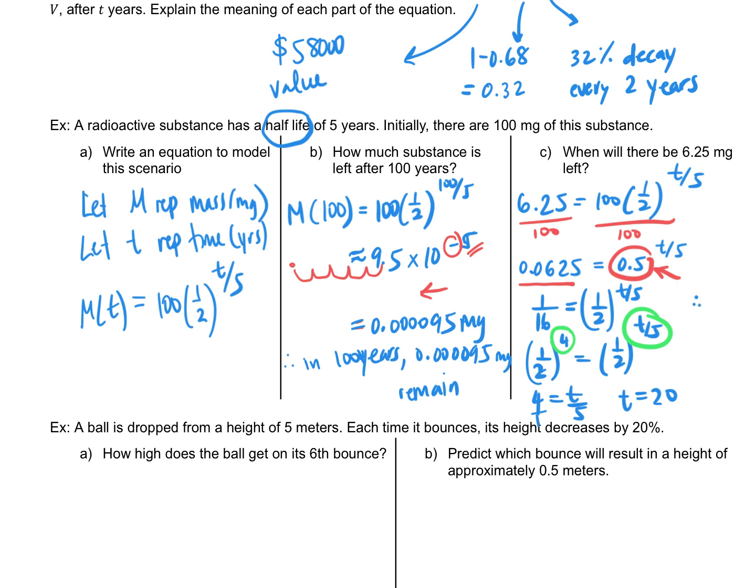So therefore, in 20 years, 6.25 milligrams remain. So that's a half-life example. The solving process is nothing new compared to when we had growth the other day.